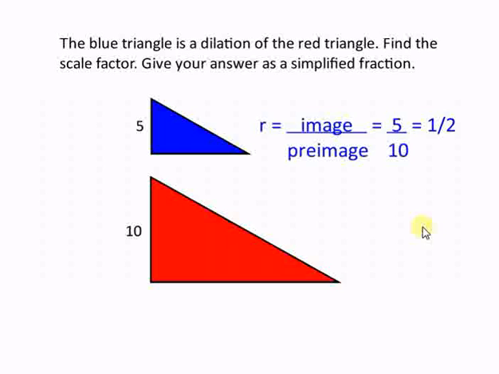Okay, the examples are quite simple. If the blue is a dilation of the red, that means the red is the pre-image, and we go from a large object to a small object. So clearly this is a reduction. To determine the scale factor, as you would in the chapter on similarity, you simply pick a length of a side of the image and divide that by the corresponding side of the pre-image. The image is 5, the pre-image is 10, and therefore that simplifies to 1/2, or a scale factor of 1 to 2.